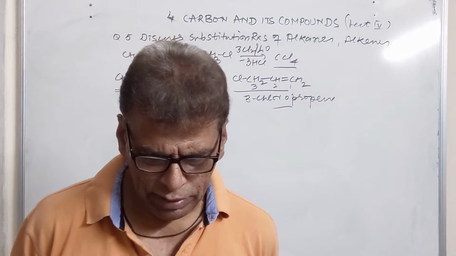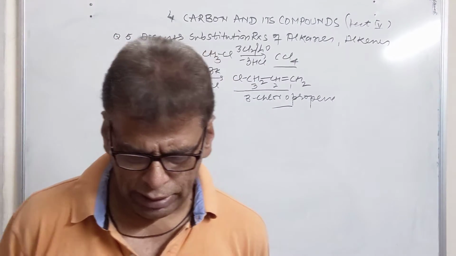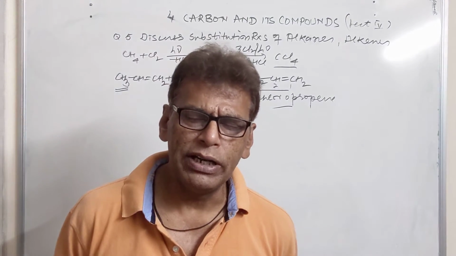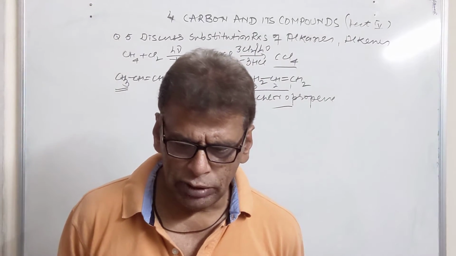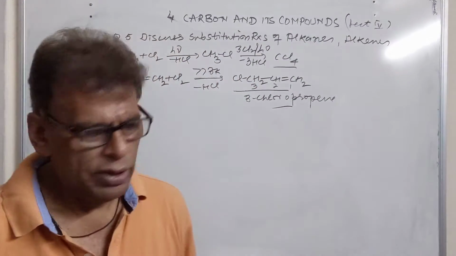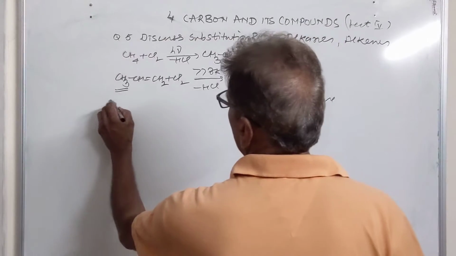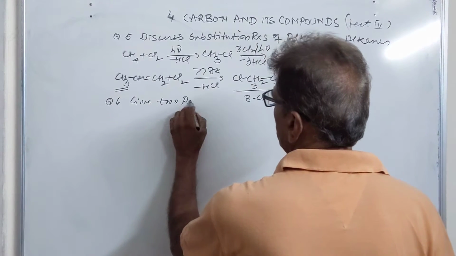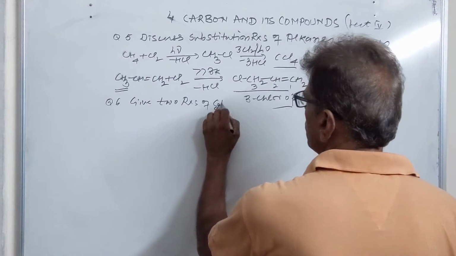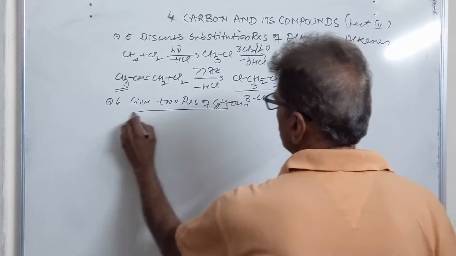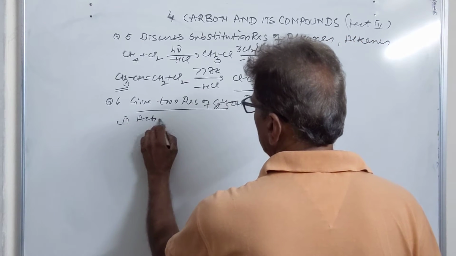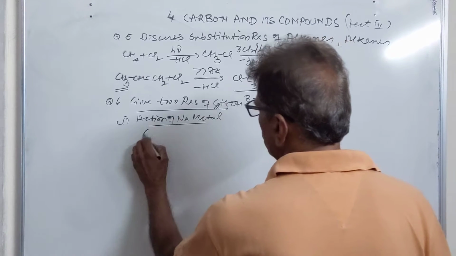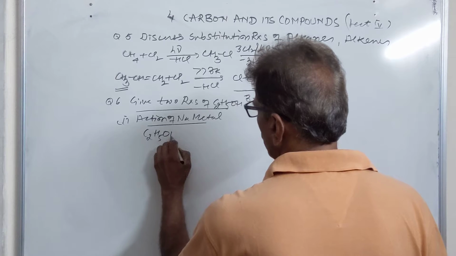Then we have another reaction where ethanol, which is called alcohol, the ingredient of all alcoholic beverages or drinks, can react with sodium metal and produce sodium ethoxide. So give two reactions of ethanol. First is the action of sodium metal. It combines with sodium metal, producing sodium ethoxide.